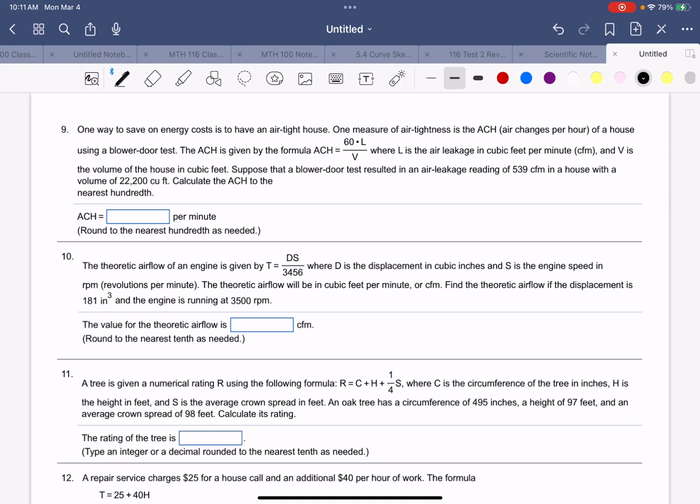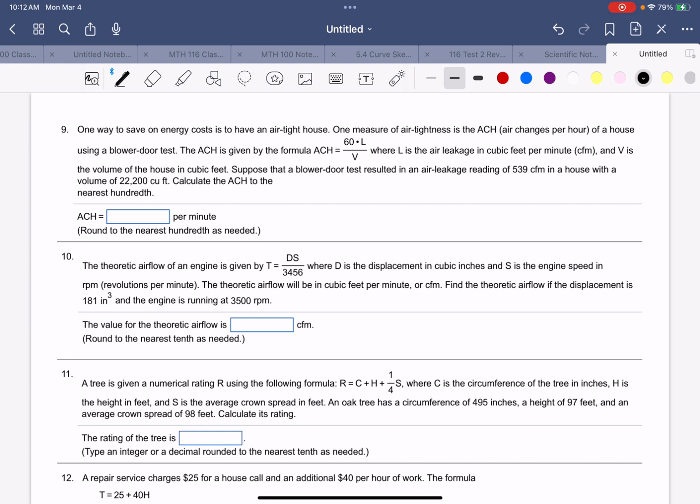Example 9. One way to save on energy costs is to have an airtight house. One measure of airtightness is the ACH, air changes per hour, of a house using a blower door test. The ACH is given by the formula ACH equals 60 times L divided by V, where L is the air leakage in cubic feet per minute, CFMs, and V is the volume of the house in cubic feet.